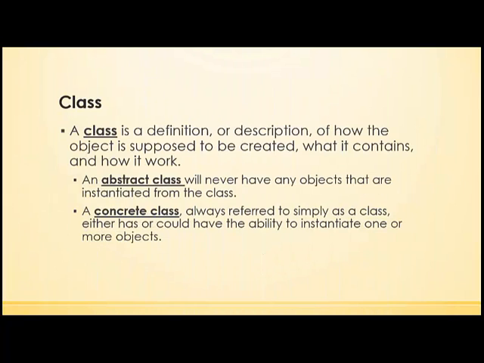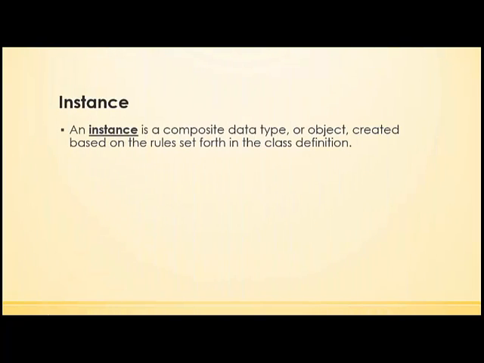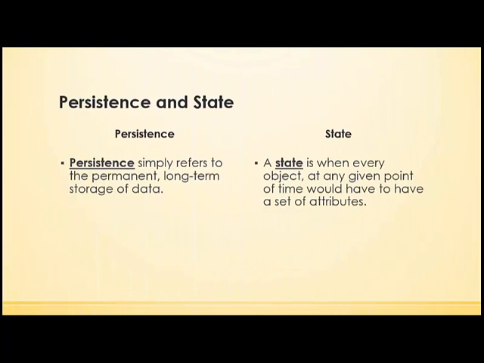Class. A class is a definition or description of how the object is supposed to be created, what it contains, and how it works. An abstract class will never have any objects that are instantiated from the class. A concrete class, always referred to simply as a class, either has or could have the ability to instantiate one or more objects. Instance. An instance is a composite data type or object created based on the rules set forth in the class definition.